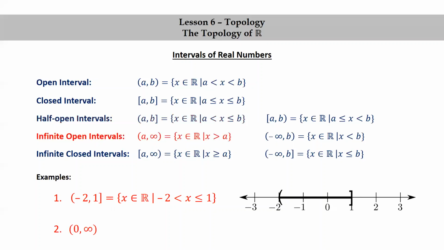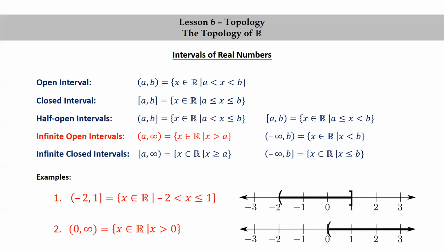As another example, we have the infinite open interval from 0 to infinity, which is the set of x in R such that x is strictly greater than 0. And here's what a graph of this looks like on the real line. We use an open parenthesis at 0, and we shade infinitely toward the right.